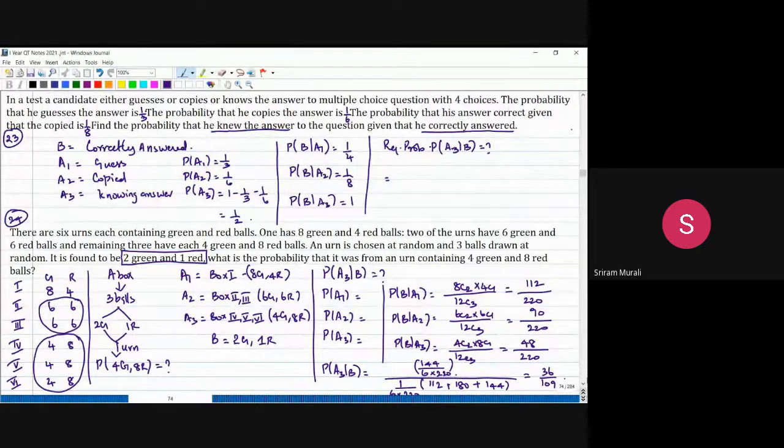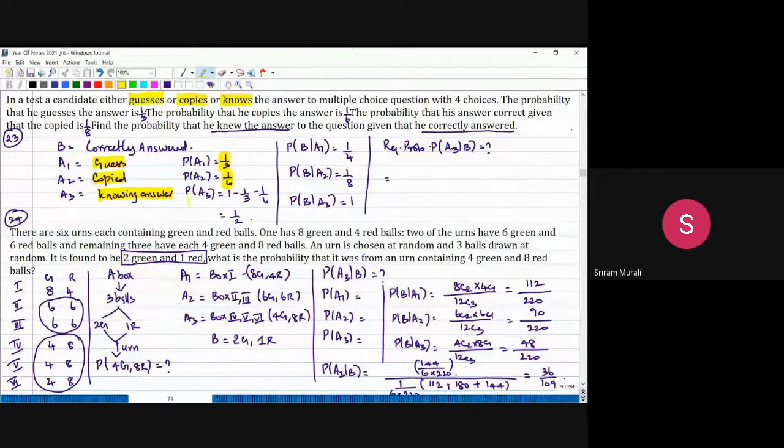In a test, I want to know whether the candidate is guessing, copying, or really knowing the answer to a multiple choice question with 4 choices for every question. Now I have to test the candidate: is he answering by guessing, copying, or by knowing? So those are three events, A1, A2, A3. Next, the probability that he guesses: he guesses 1 question out of 3. He copies: the chance is 1 question out of 6 he copies. Then A3 is not given.